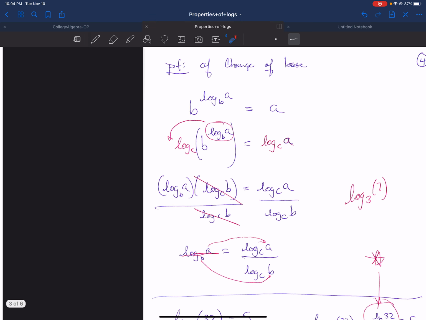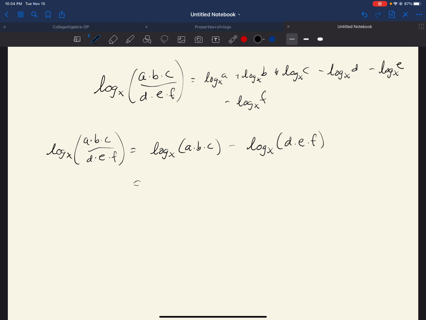So back to this then. These pieces right here should get pluses because that's all multiplication in there. So we have log base x of a plus log base x of b plus log base x of c.